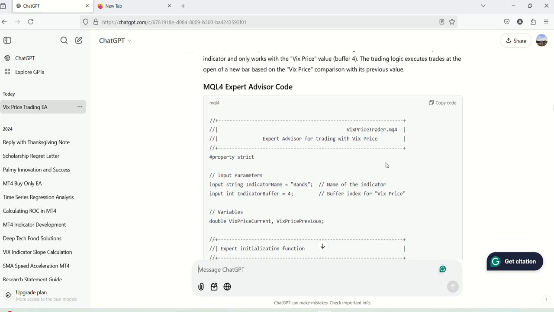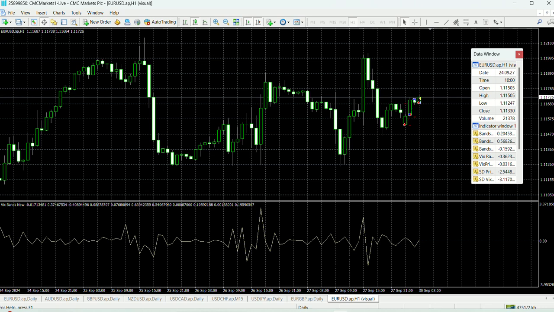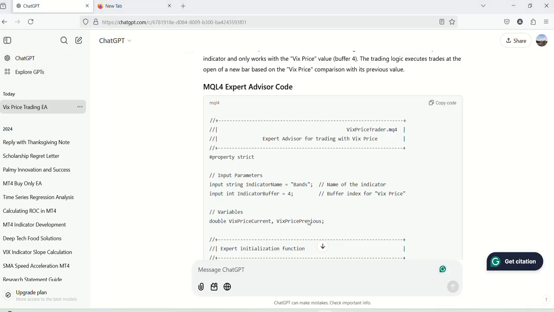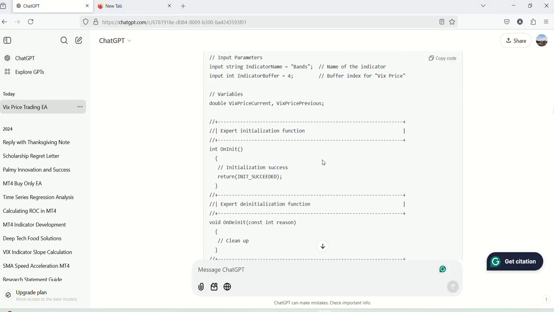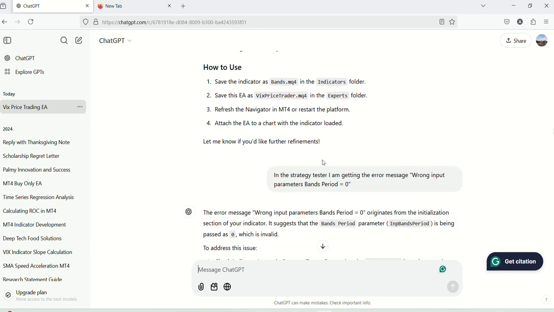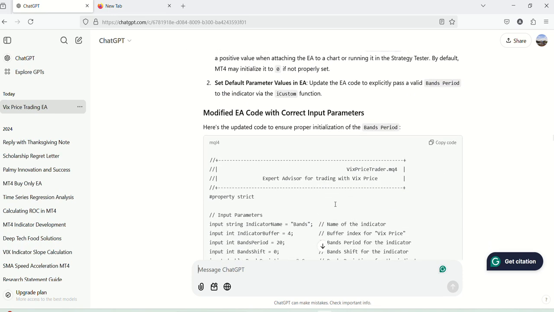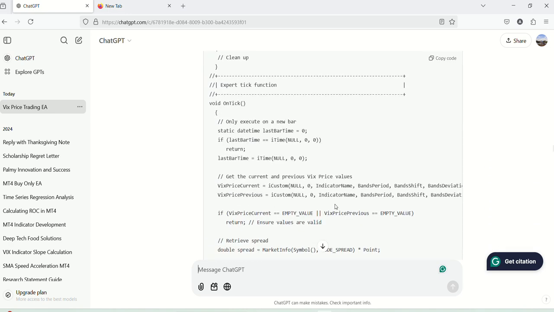This is the code. I copied this code, pasted it in a processor, and then compiled it, and after compilation I started using it in the MT4 platform. The first version worked well, but there was some error message coming up in the first version, which got rectified here in the second version.